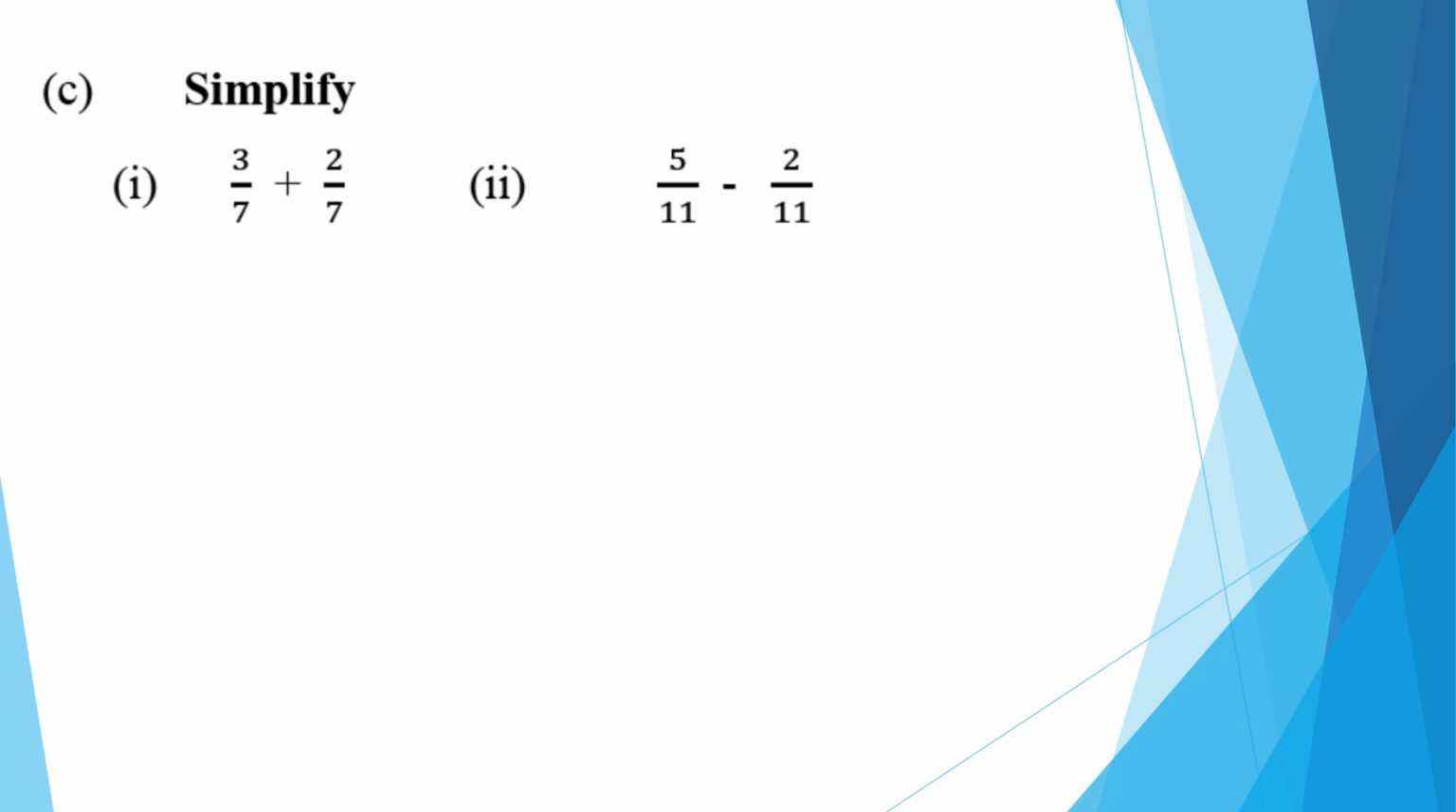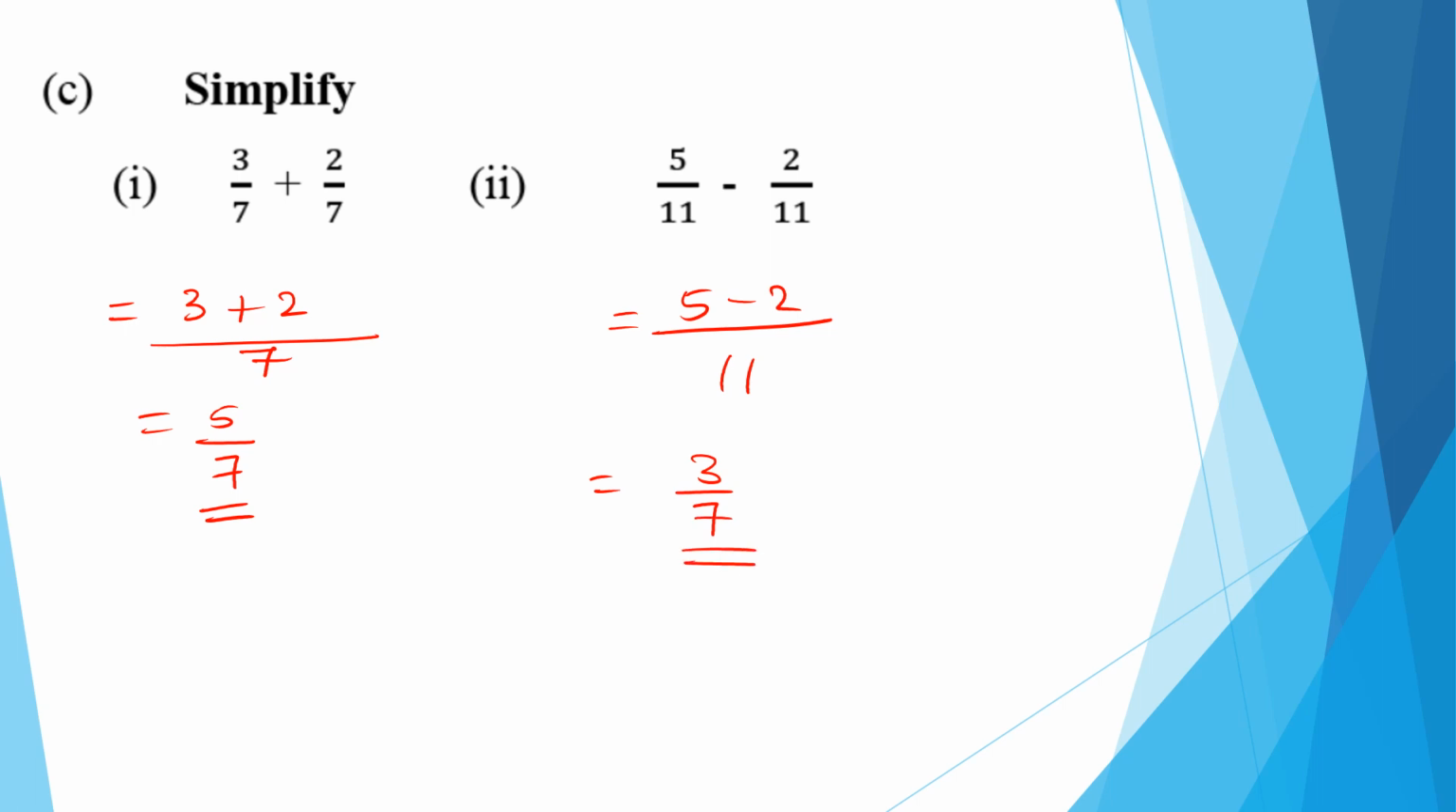Simplify. So we have to simplify this. We can easily simplify this because the denominators are equal. There is a common denominator. So we can write 3 plus 2 and then 5 over 7. This is the answer in this case. Also we have a common denominator which is 11. Then 5 minus 2 over 11, and 5 minus 2 is 3. The answer is 3 over 11. It's pretty simple, very simple. I think you must do this kind of thing and get full marks out of these questions.